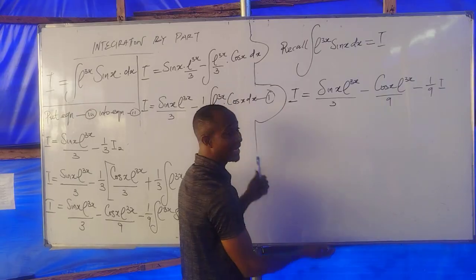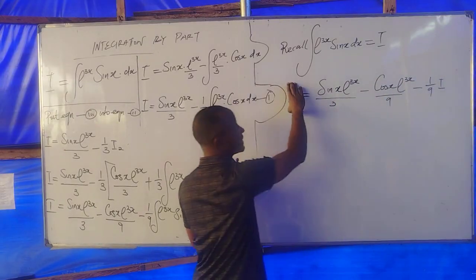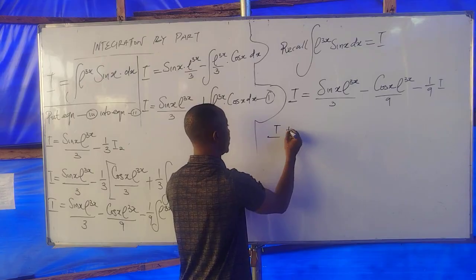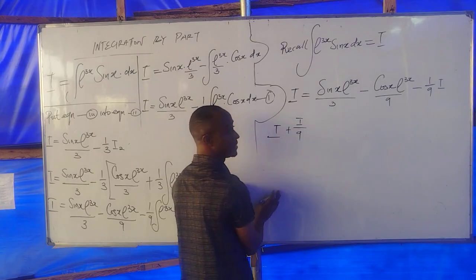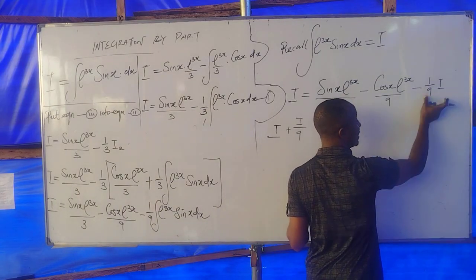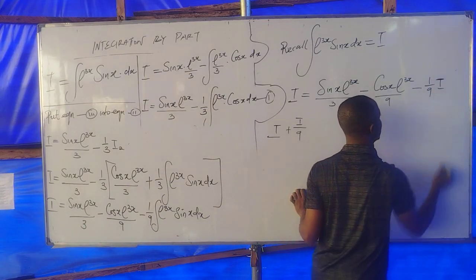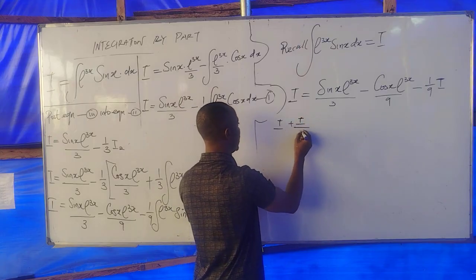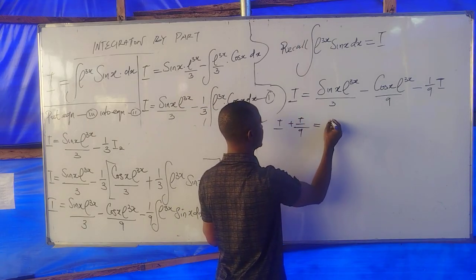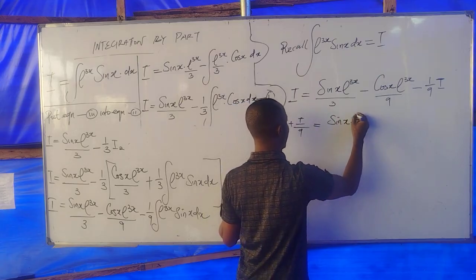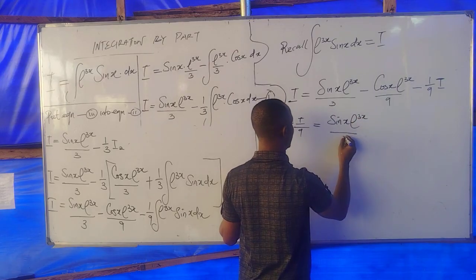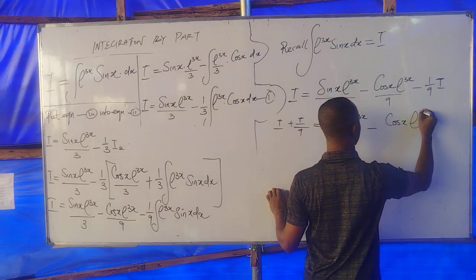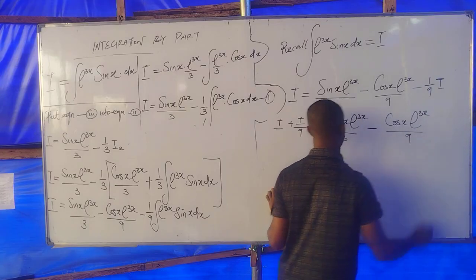So the next is to collect like terms. This and this are like terms, so I'll move this to the other side. What do you have there? I plus I over 9. This is same as I over 9. Are you aware? So we can say I plus I over 9 is equals to sine x exponential 3x over 3 minus cos x exponential 3x over 9.